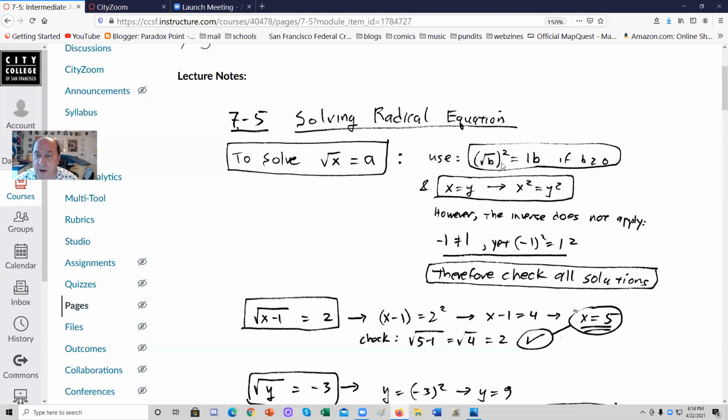Square root of b squared is b if b is at least 0, and x equals y implies that x squared equals y squared. However, the inverse does not apply. Two numbers may have the same square but not be equal. For example, -1 is not 1, but -1 squared equals 1 squared. Therefore, squaring away all the square roots may create roots that didn't exist before. So you really have to check all of them to make sure your reasoning is valid.